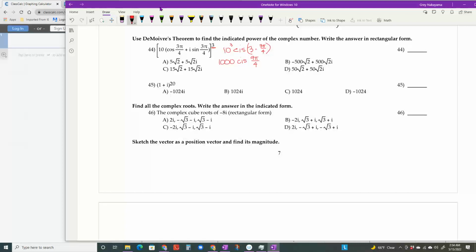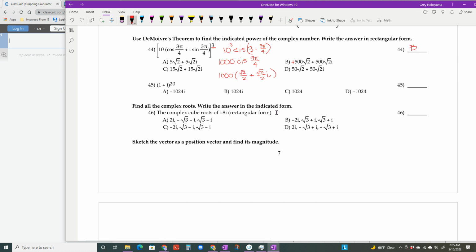and that has coordinates square root of 2 over 2, square root of 2 over 2. So you end up with the square root of 2 over 2 plus square root of 2 over 2 i. And B is the correct answer, and we have already made sure of that, but that should have been a plus. So I hope that didn't throw you off.